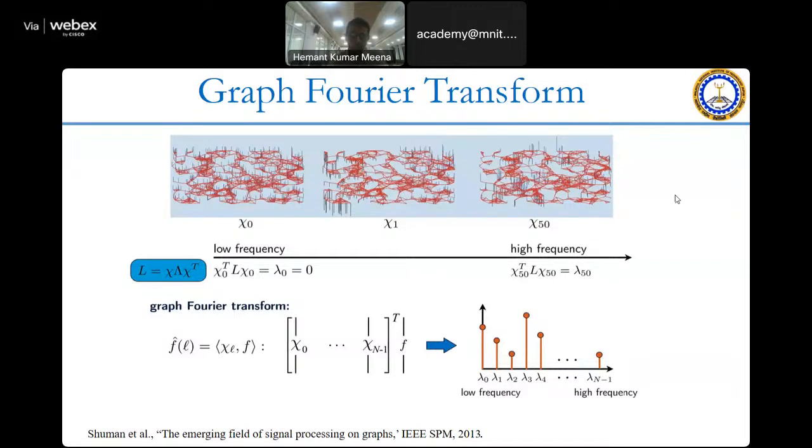What you can see here on the x-axis is the different frequency. On the y-axis, it is the magnitude of the different frequencies, which component is present and what is the strength of that component. Why are we calling it the graph Fourier transform? Because it is basically of the graph signal.